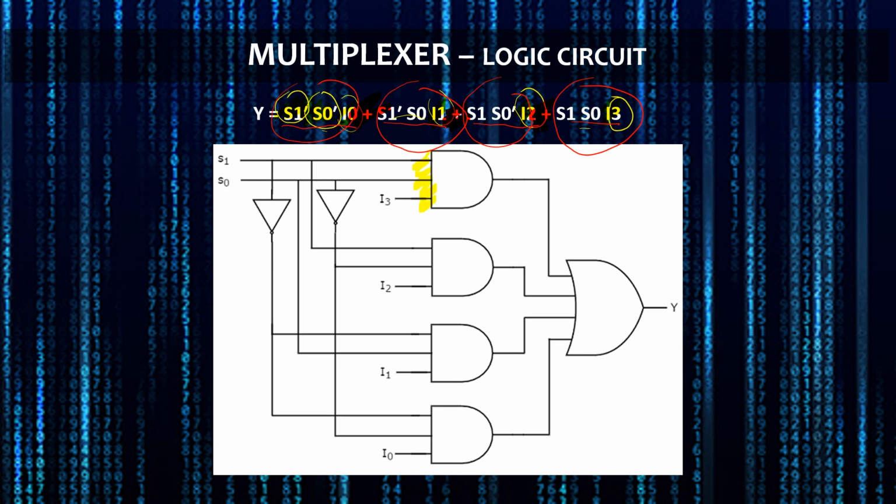All these lines become the inputs for the individual gates, and whatever output we get from each and every gate becomes the input to the OR gate. Why do we require this OR gate? Because from all these four input lines only one can be the output at a time, so we need an OR gate. So this is how to draw the logic circuit of the multiplexer.